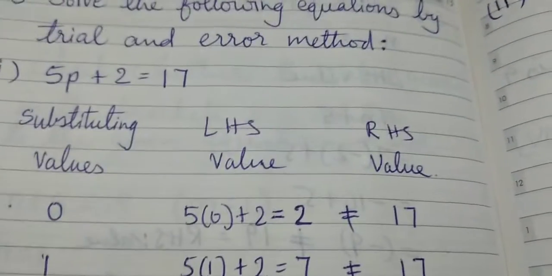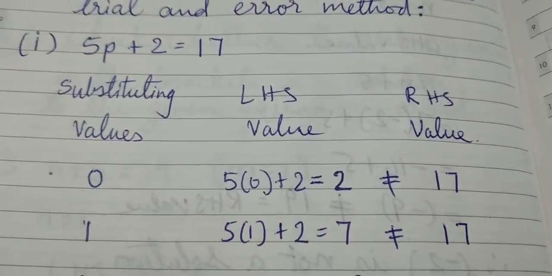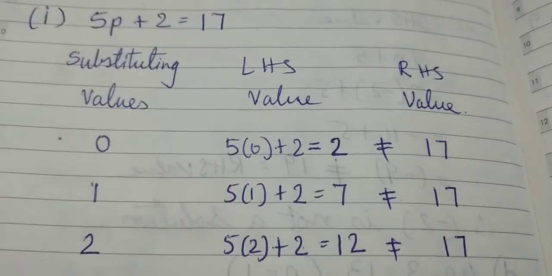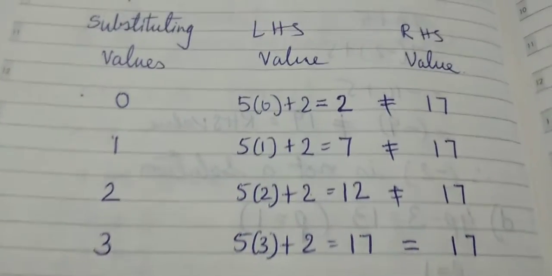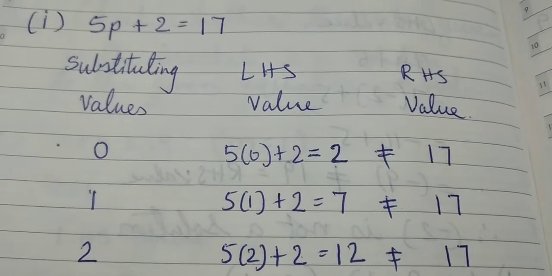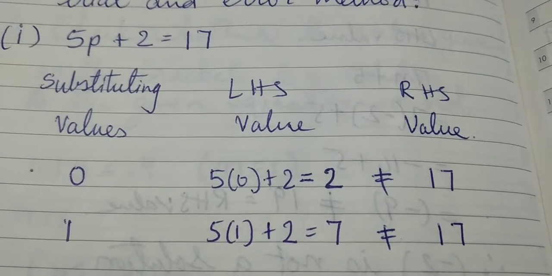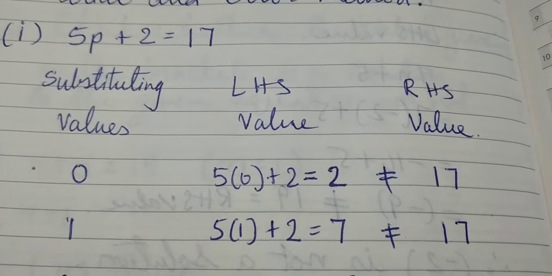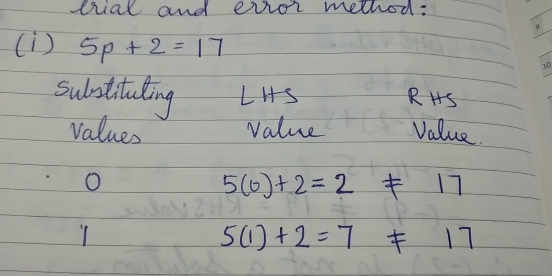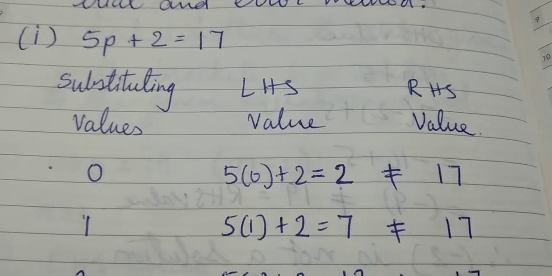So we have taken LHS value and RHS value, three columns we have made: substituting values, LHS value, RHS value. Under the substituting values column, you are going to write those numbers which you have decided for the given variable in the equation. So first we take p as 0. It's up to you. Any numbers you can take, negative, positive, any. So here I have started with 0, very simple.